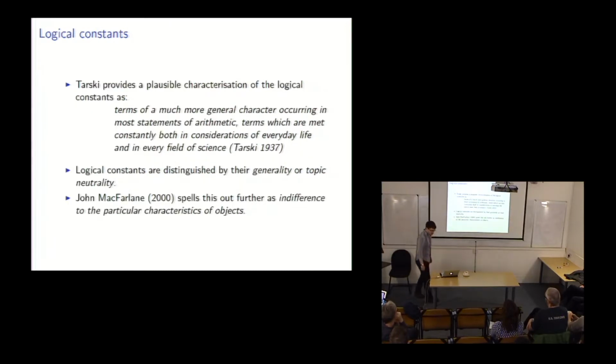And he says this. So this is in a slightly later paper. He talks about the logical constants as terms of a much more general character occurring in most statements of arithmetic, terms which are met constantly both in considerations of everyday life and in every field of science. So the idea here, and I think elsewhere in Tarski's writing, seems to be something like this. The logical constants are distinguished by their generality or their topic neutrality.